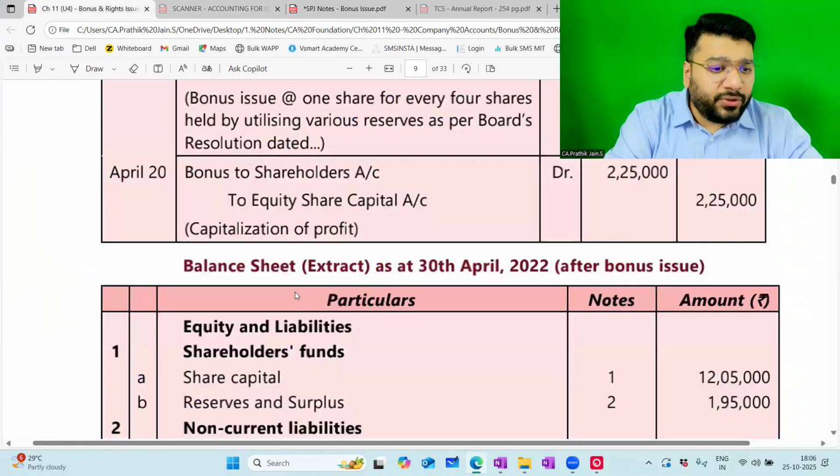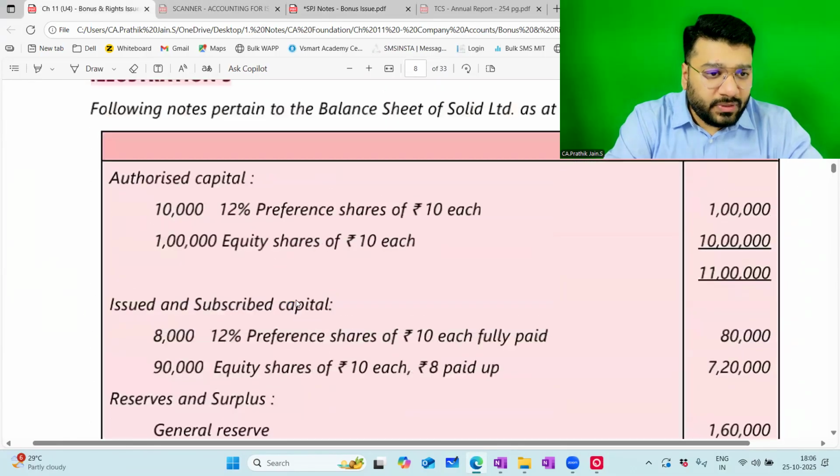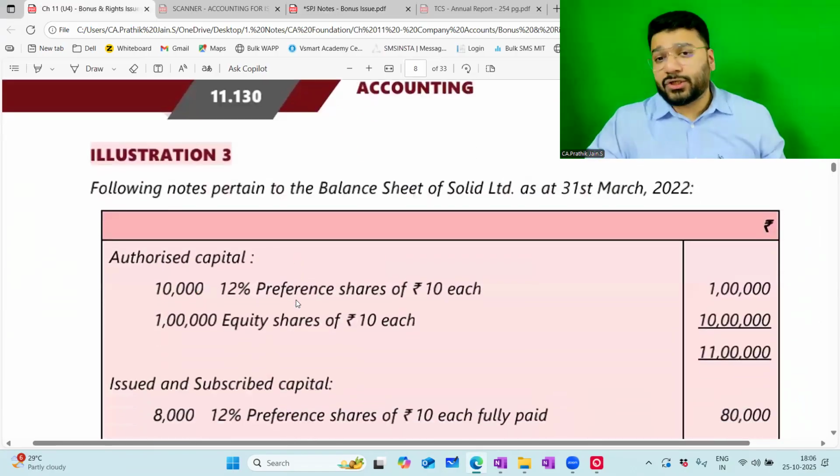Now, please take your ICA module, question number 2. Illustration number, not 2, 3, sorry. Illustration number 3.